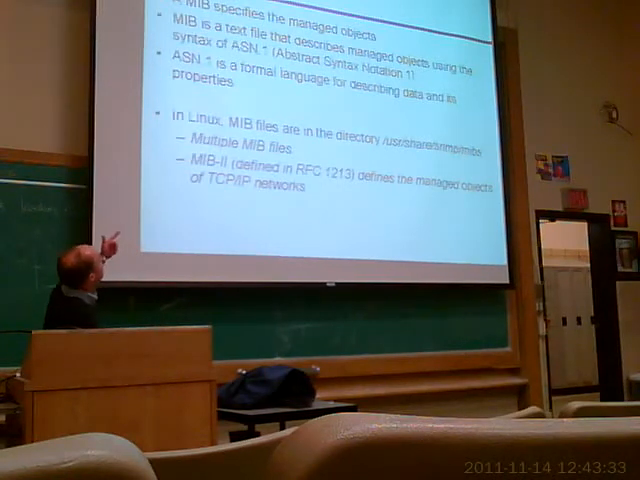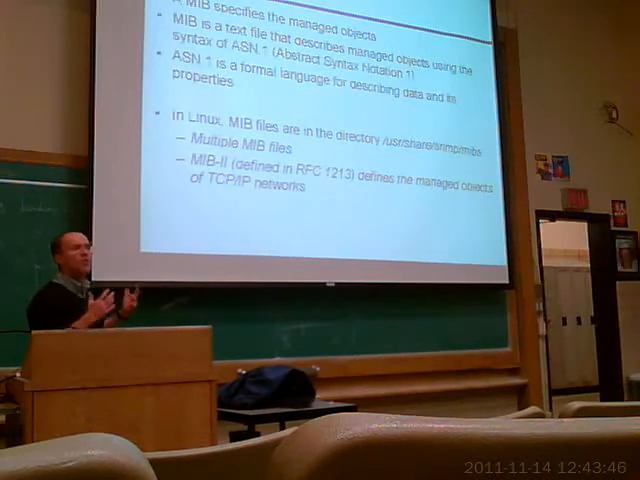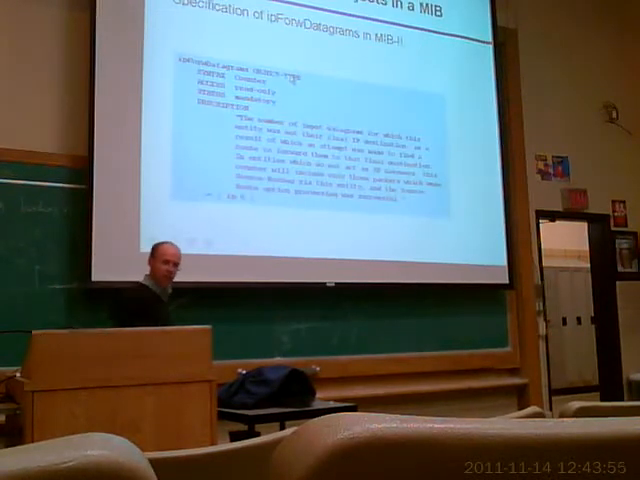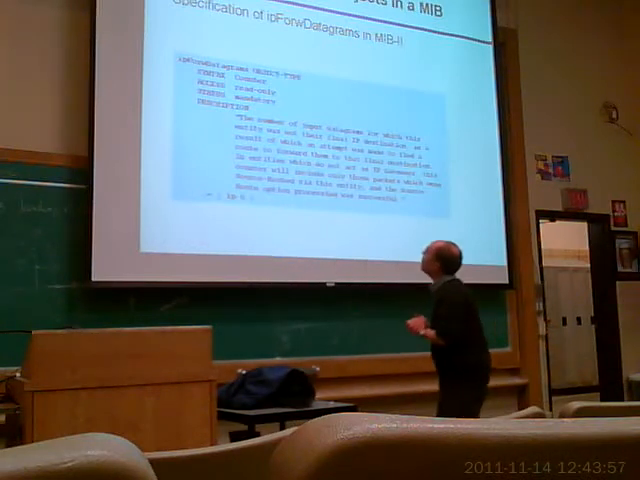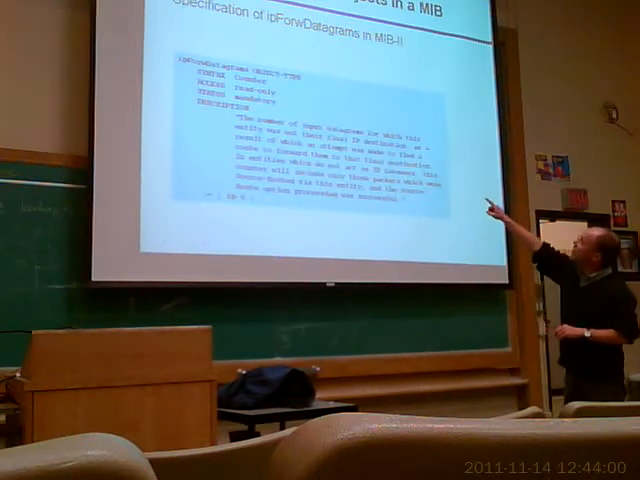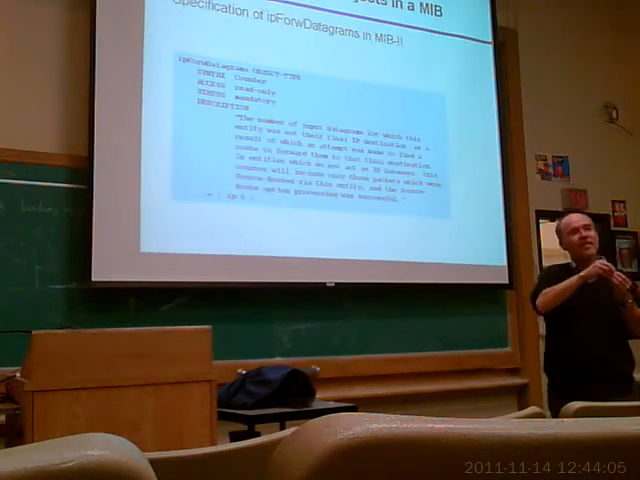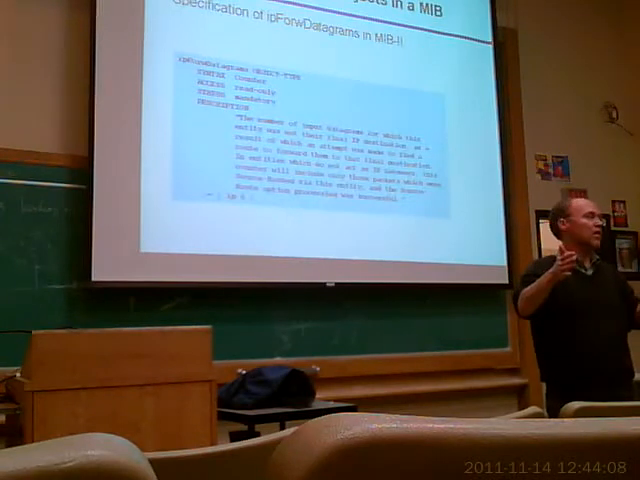So a MIB specifies what can be managed, and these are files that are written in a syntax called ASN.1. It's a really very bloated syntax for describing a data format. I can give you an example here. This one here is the description of a variable, ipForwDatagrams. It's the number of IP datagrams that a router forwards. It's part of the MIB of a router.